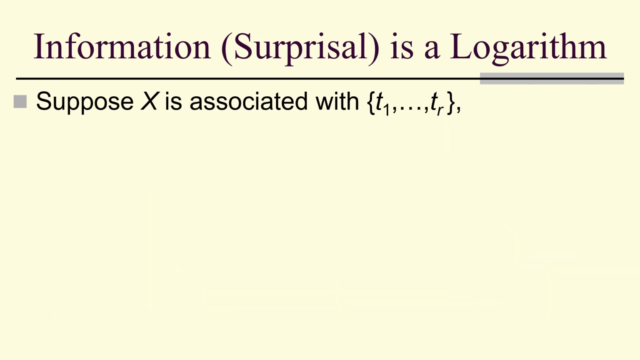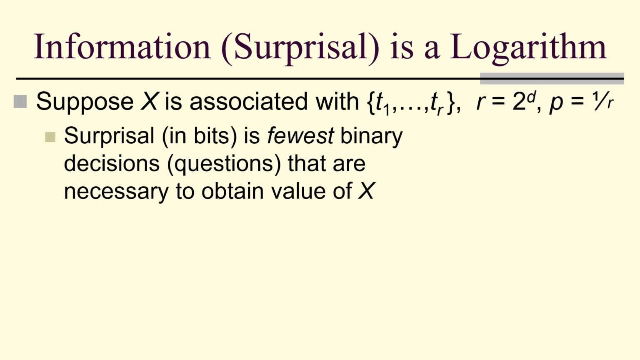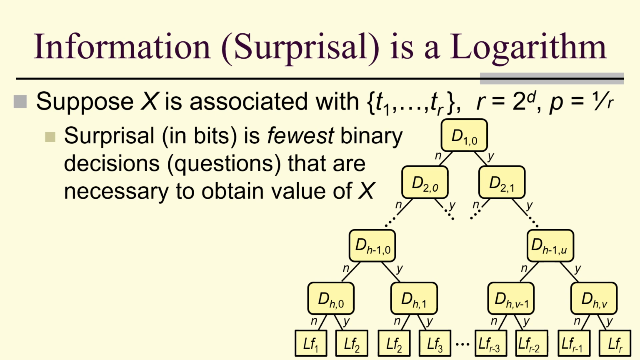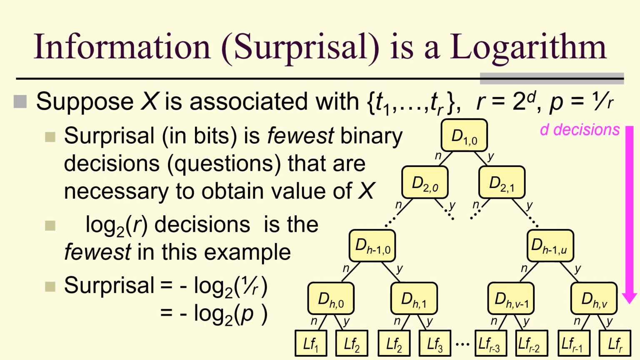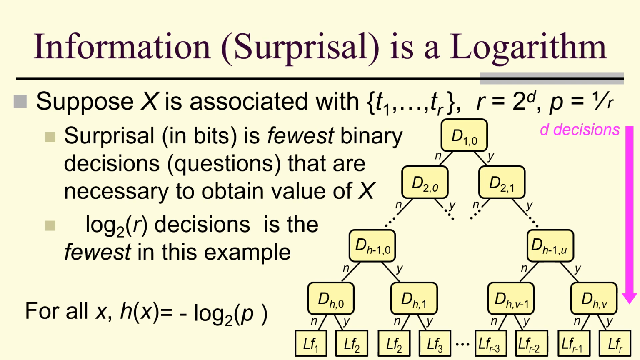More generally, suppose x is associated with this set where r is 2 to some power d, p is 1 over r, uniform distribution. Surprisal is the fewest binary decisions, questions that are necessary to obtain a value of x, which is this tree. There are d decisions, d questions to be answered, and that's the fewest in this example. The log base 2 of r is what d is equal to. Surprisal is d, negative log base 2 of 1 over r, which is log base 2 of r, which is the negative log base 2 of p. For all x, the self-information is negative log base 2 of p.